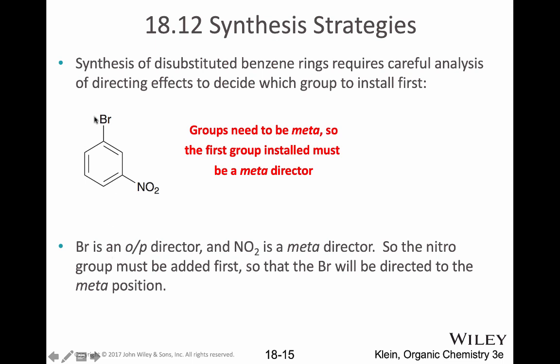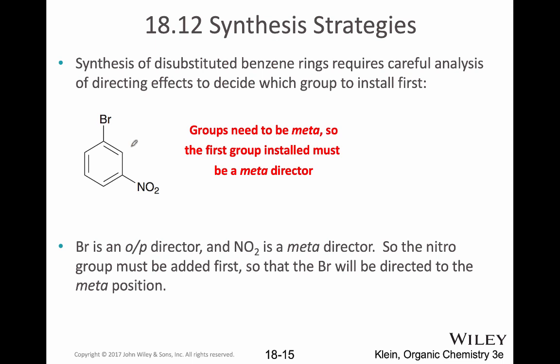Bromine is an ortho-para director, and the nitro group is a meta director. So you're going to put the nitro group on first, followed by the bromine. So the way I came up with that is that these two things are meta to each other.